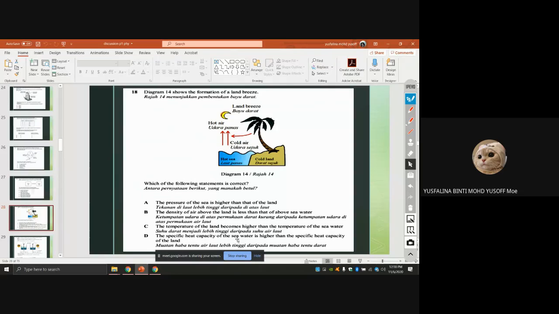The specific heat capacity of seawater is higher than the specific heat capacity of the land. So the answer should be D. This one is actually for B and C, which are during the daytime.